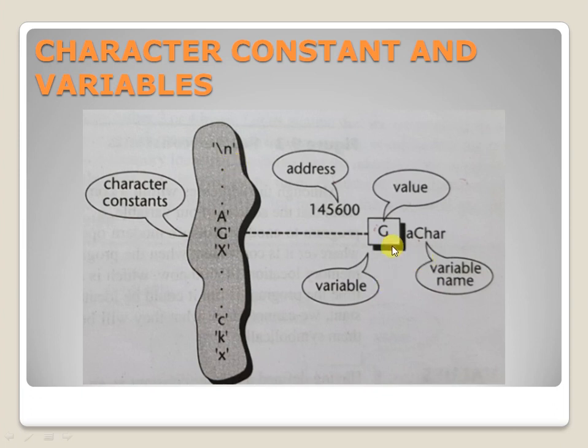So a variable with the user-defined name a char is used here, and the value of this a char is given as g, capital G, right? This capital G is from the domain of character constants. So this variable has the variable name a char, the value is G, and the address is some random memory address, that is 145600.